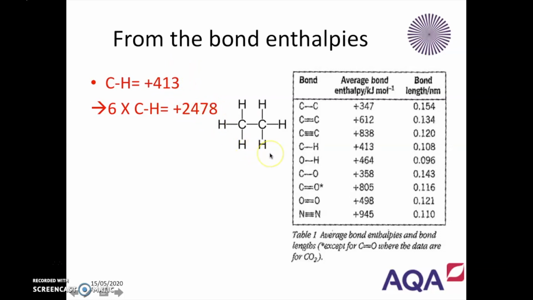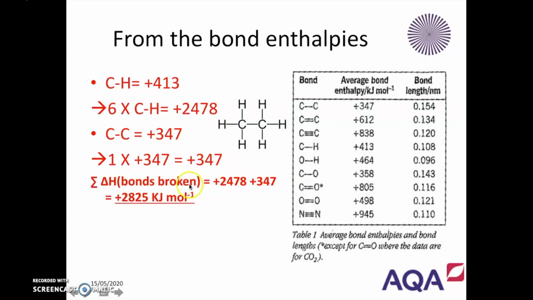So that's what we've got so far. But then remember we said there's a carbon-carbon single bond as well, so that's just 347, again from the table here. So that's 1 times 347 because there's only one of this bond. Then all you need to do at the end is add these two values together. So the total amount of bonds broken, the sum of the bonds broken, is 2,478 plus 347, which gives you 2,825, and again, kilojoules per mole. Do not forget the units. If you want to pause the video and have a look through this, you can pause it at this point.